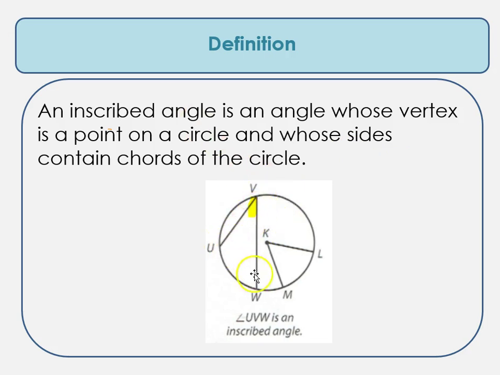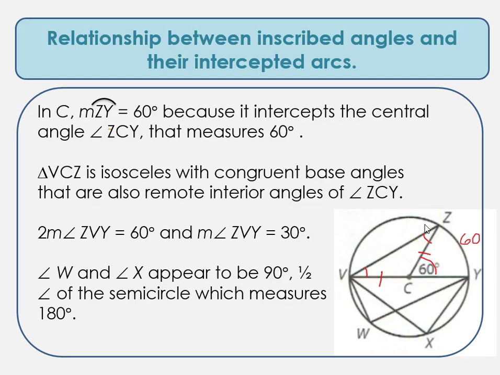So you can see that we have two angles inside of this circle. We have MKL, which is a central angle, which you already know about, and now we have UVW. This angle is different. It does not have a vertex on the center of the circle. It does have two ends on the boundary of the circle. There's a relationship between inscribed angles and their intercepted arcs.